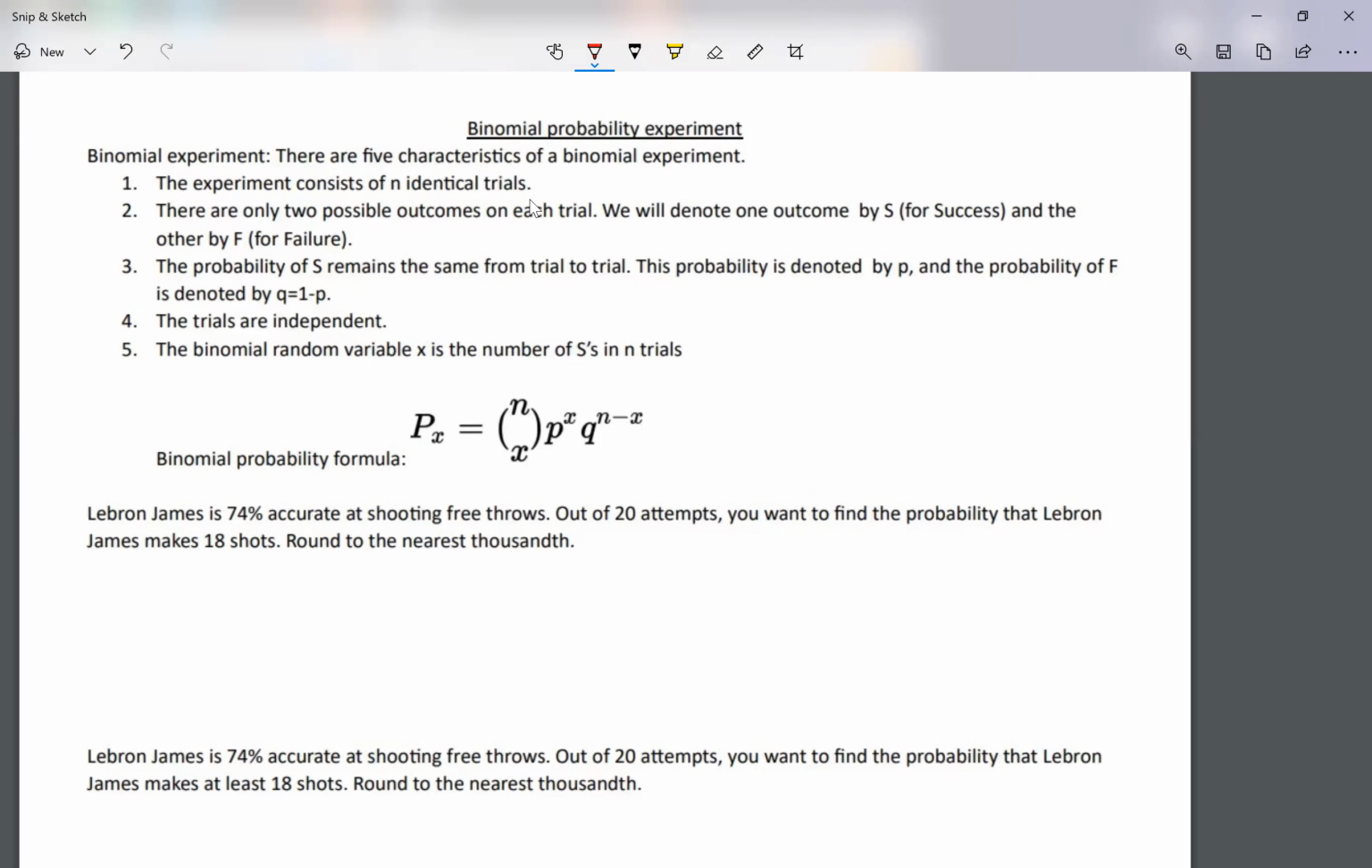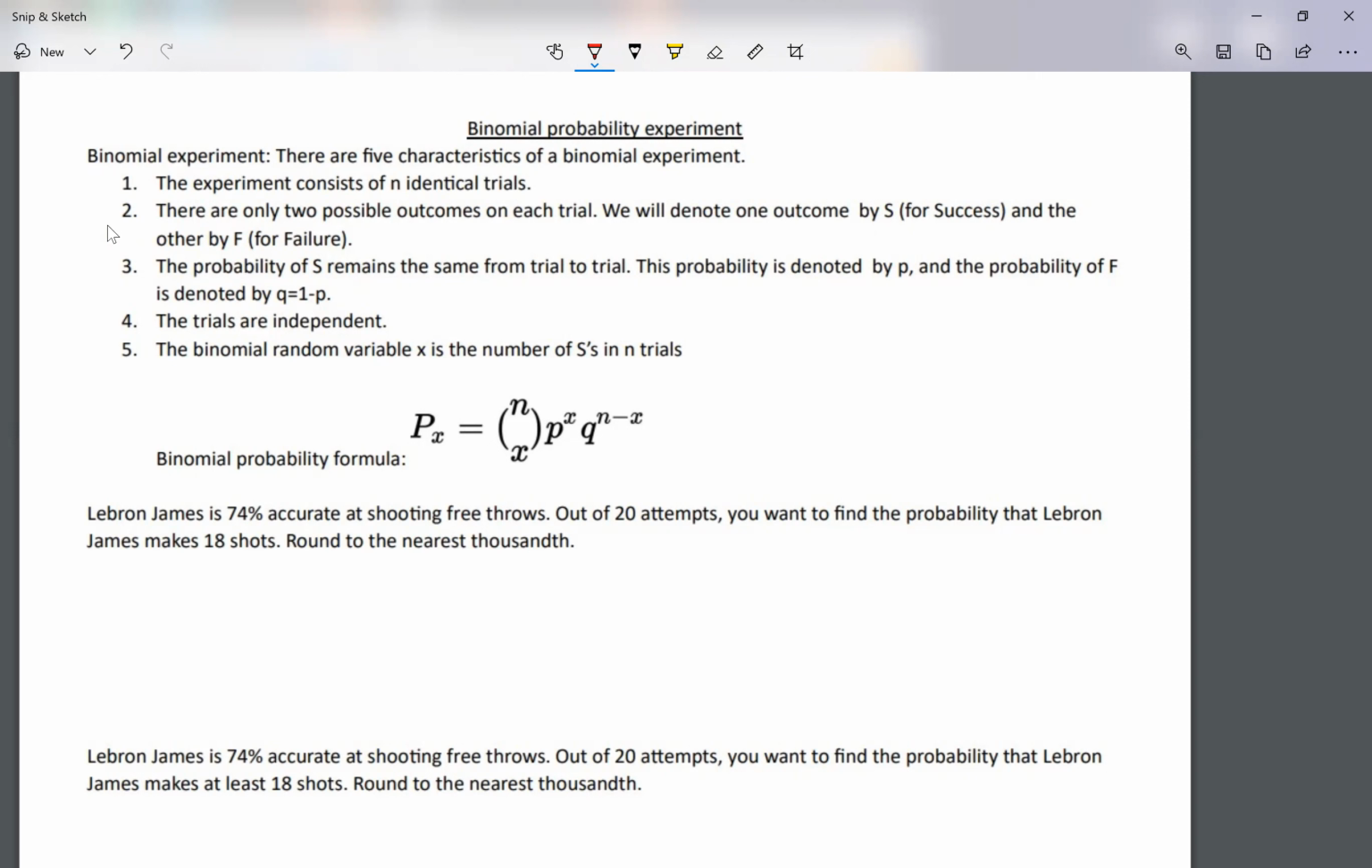If I'm going to shoot free throws on a basketball court, I'm going to go from the free throw line and do everything identically. So the first thing is the experiment consists of n identical trials. N is how many times I do it, but all my trials are the same.